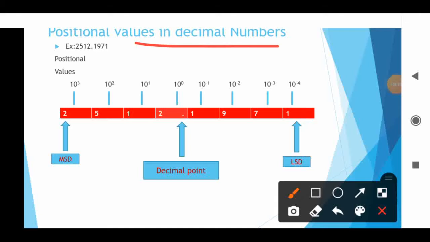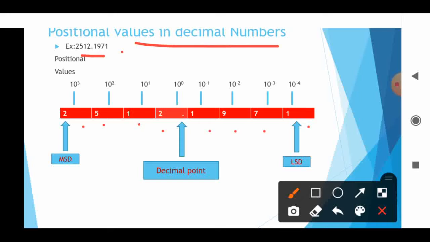The next thing is the positional value in decimal numbers. For example, we are representing the value 2512, and after the decimal point, 1971. Here we have 8 digits. How will we represent this in the decimal system? This is the positional value in the decimal number system. The first digit is 2, the second is 5, the third is 1, then 2, and the next.